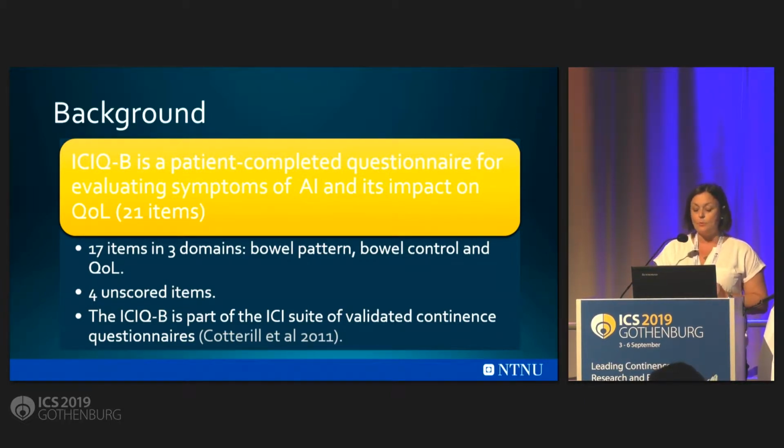It consists of 21 items. 17 of the items are divided into 3 domains: bowel pattern, bowel control, and impact on quality of life. There are 4 additional unscored items, and the ICIQ-B is part of the ICI suite for validated continence questionnaires.